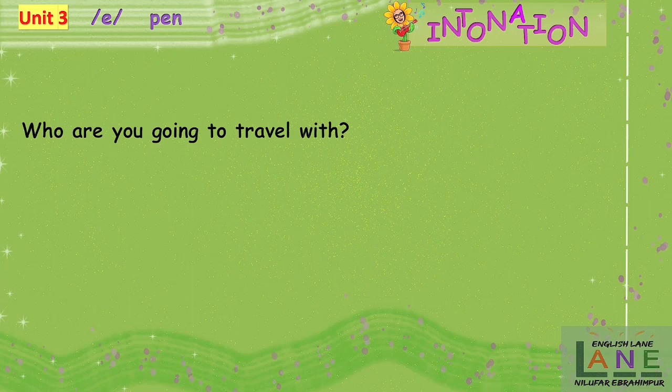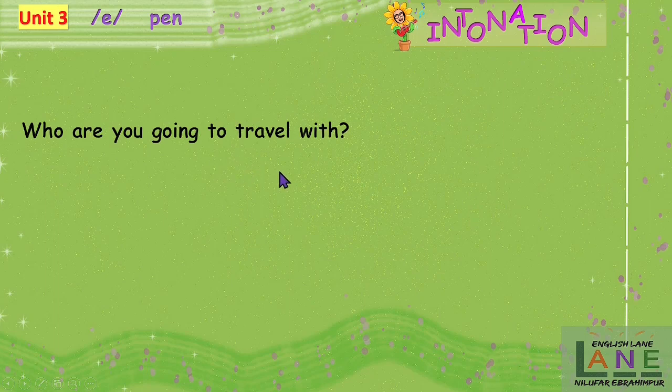Who are you going to travel with? Who are you going to travel with? It ends with a function word. It's not a content word. So it's not the most important word. No, no. Go back. Travel. It's a content word, so this is the most important word in this sentence. And it should have intonation in it, starting in it.